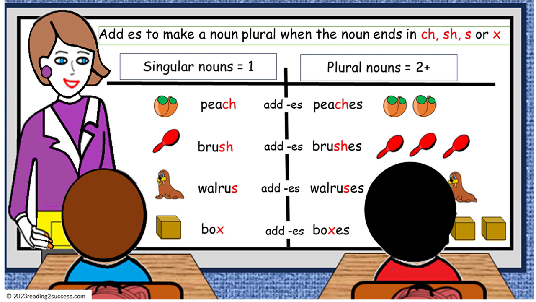Today, Danny and Erick will learn to add ES to make a noun plural when the noun ends in CH, SH, S, or X.